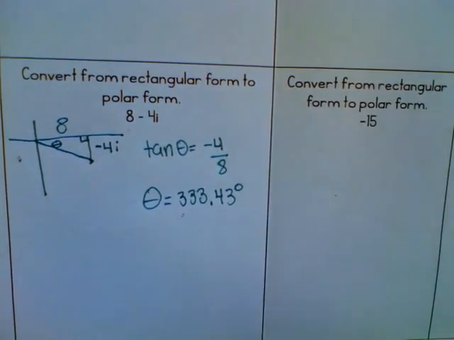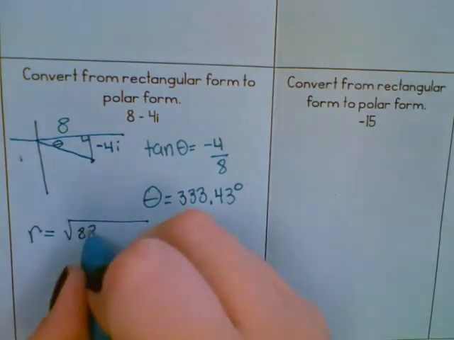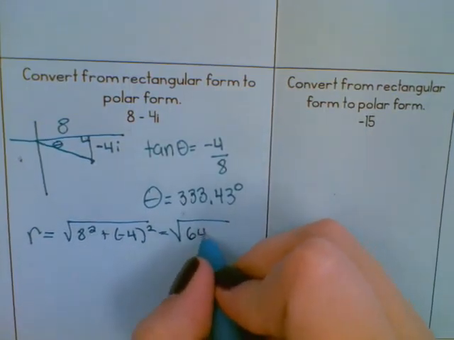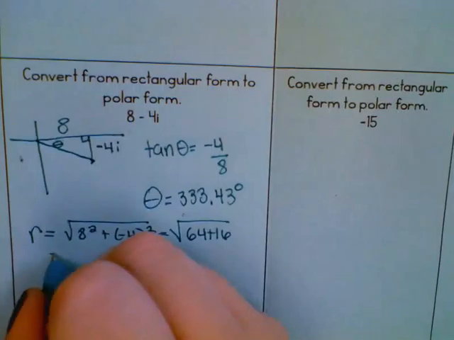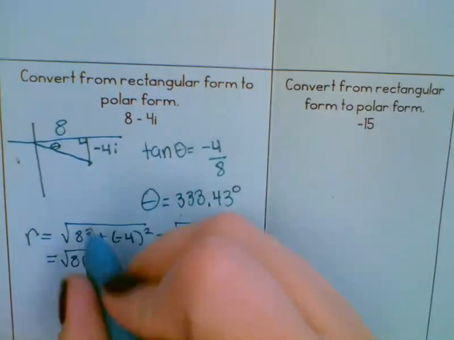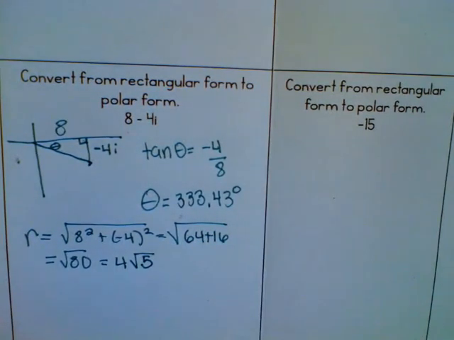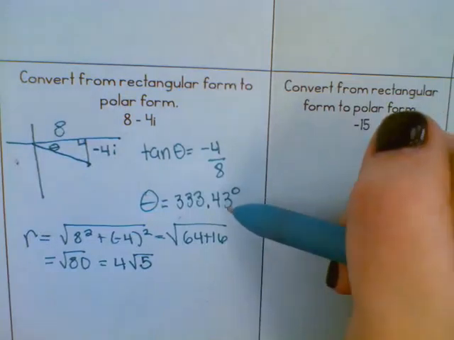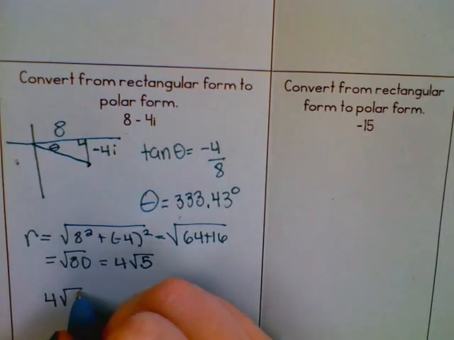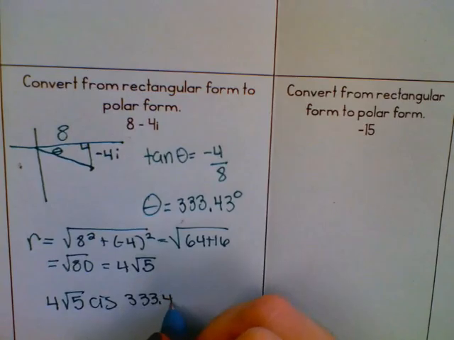Sometimes it's not. So now let's find r. So it would be the square root of 8 squared plus -4 squared. So 64 plus 16 is the square root of 80, which we can reduce to 4 root 5. Okay, so we found our theta, we found our r. Now we'll plug them in. So it would be 4 root 5 CIS 333.43 degrees.